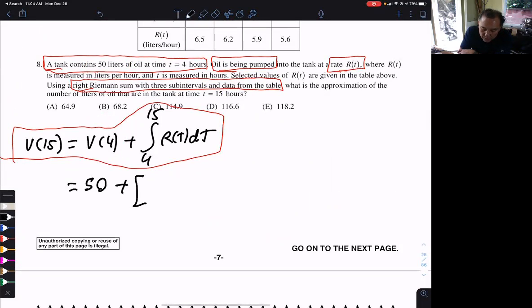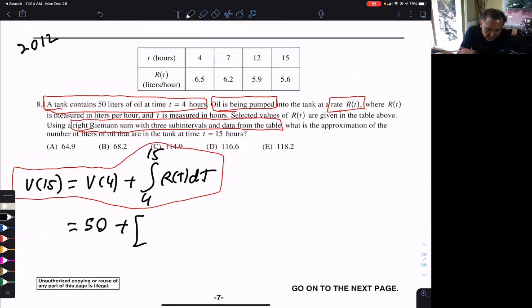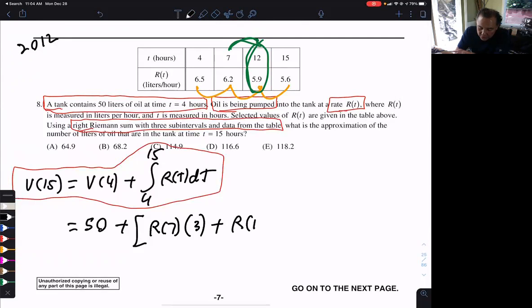And then for this, we're doing right Riemann sums. So 3 intervals. Here are my intervals, 1, 2, 3. What's my right side? This is my right side for my first one. What's the height? It's going to be the function at 7 hours, and the width, 4 to 7, is 3 hours of width. My next interval is going to go from 7 to 12. What's the right-hand side? 12. So it's going to be R at 12, and the width, 7 to 12, is 5. So that's going to be times 5.